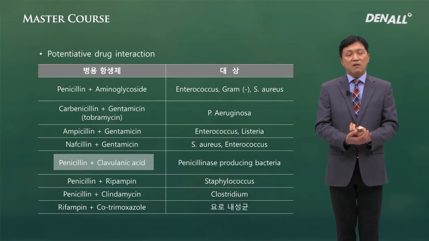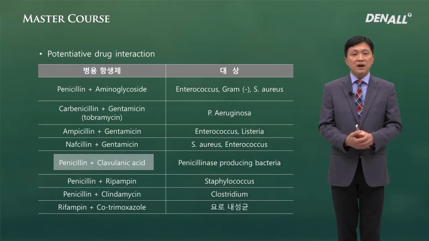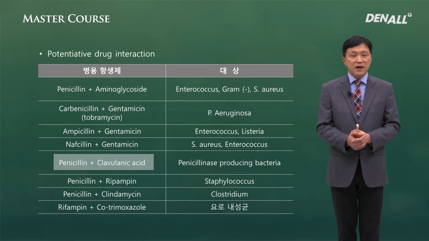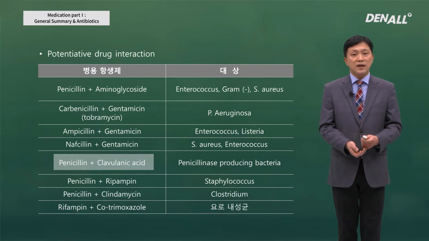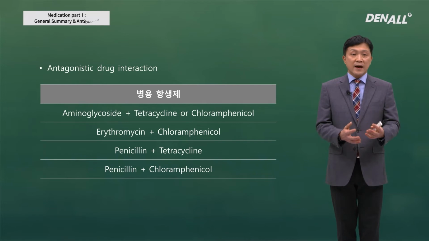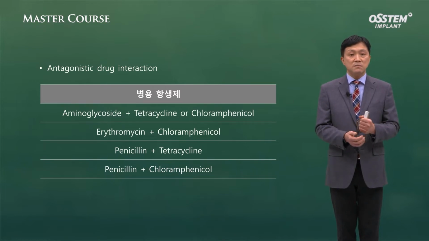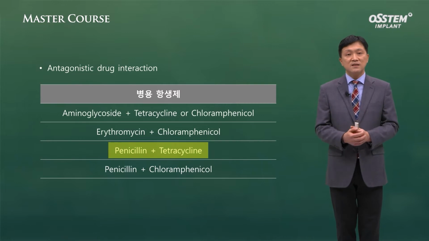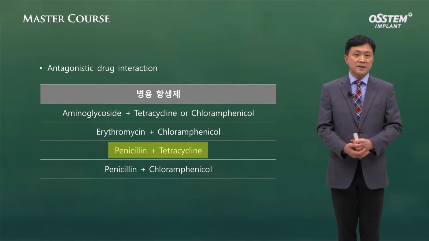But aminoglycoside is hardly used for prescribing for outpatients. So penicillin plus clavulanic acid is effective for penicillinase producing bacteria. Augmentin is the brand name, which is utilizing the potentiative interaction. Antagonistic drug interaction, they should not be used together. Simply put, penicillin and tetracycline, because penicillin has the bactericidal effect and tetracycline has the bacteriostatic effect. So they should not be used together.